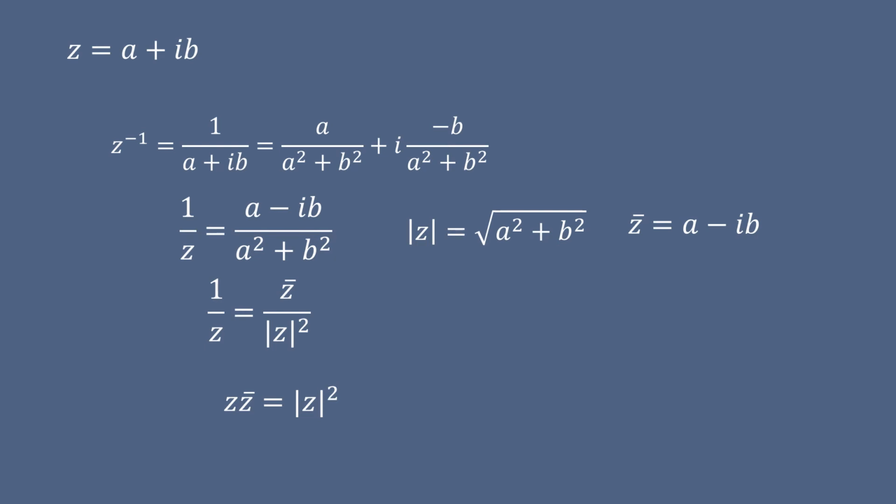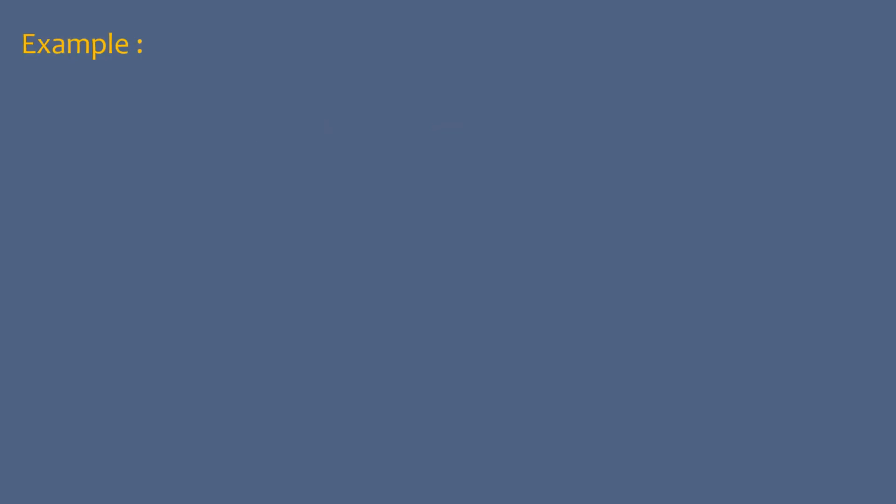Let us look at a small example of how you can use this formula to calculate the multiplicative inverse. We have z equal to 2 minus 3i and we need to calculate the multiplicative inverse of z. To do that we have two methods. The first one is using conjugate and modulus and the second method is using the direct formula. We will be doing this problem by both methods so that you can see both give us the same answer. So first, using conjugate and modulus.